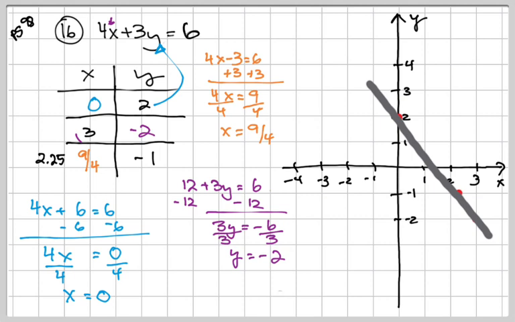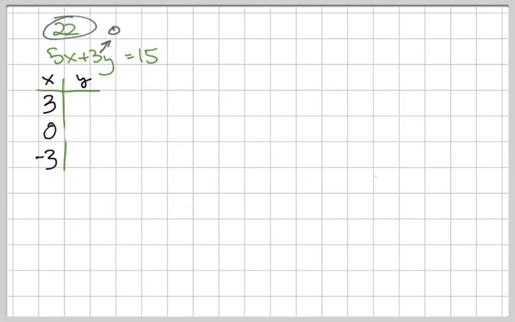Any questions? No? Okay, let's do number 22. 22 is 5x plus 3y equals 15.